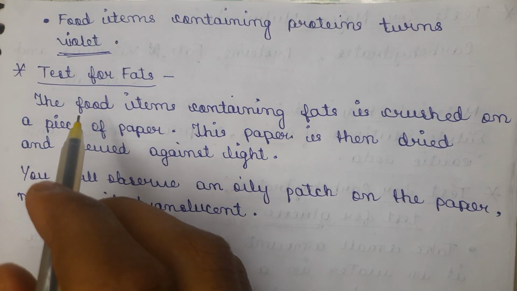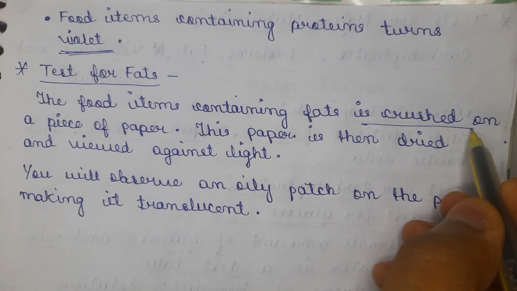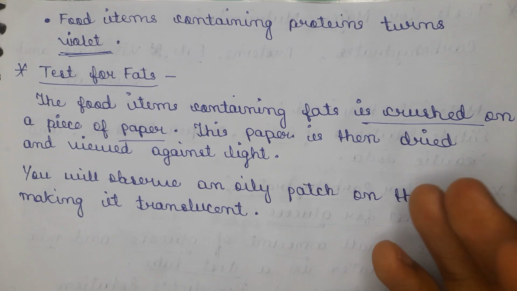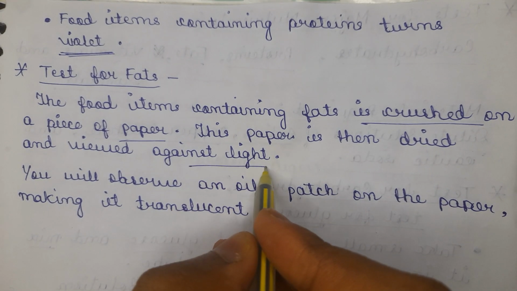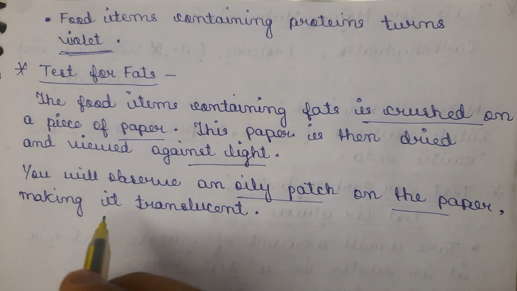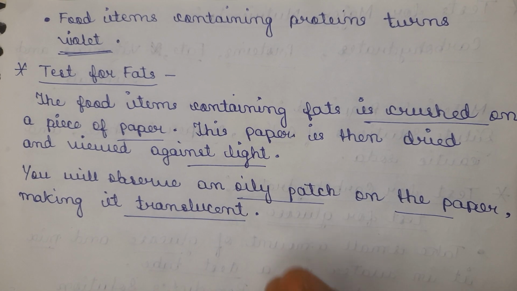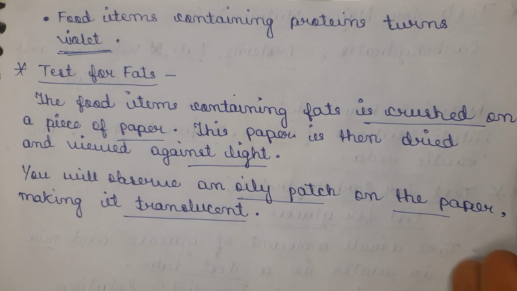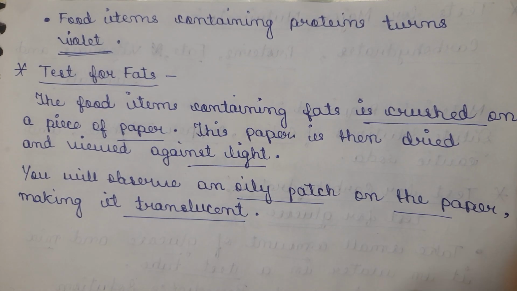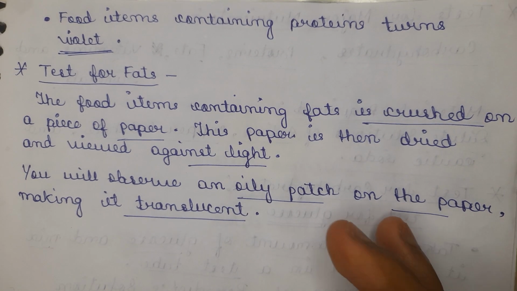So for this experiment, the food item containing fat is crushed on a piece of paper, and this paper is then dried and viewed against the light. You will observe an oily patch on the paper, making it translucent. Translucent is basically that light is faintly visible through it, and this confirms the presence of fat in this food item.